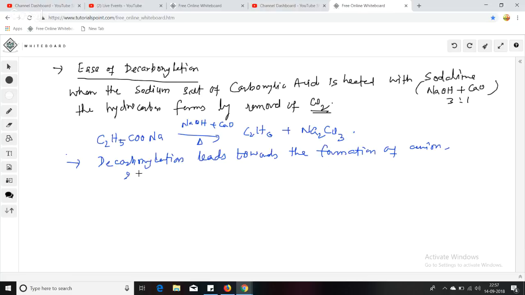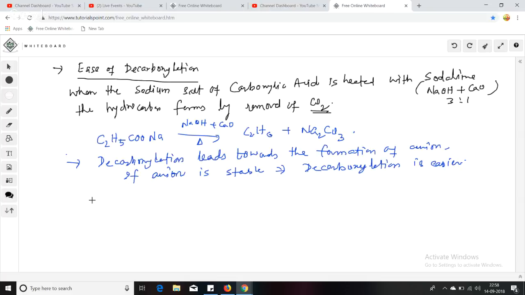Okay, if this anion is stable, like we have discussed for acid, when the conjugate base is stable, then acidity will be more. If the anion is stable, then decarboxylation is easier. Decarboxylation is easier.